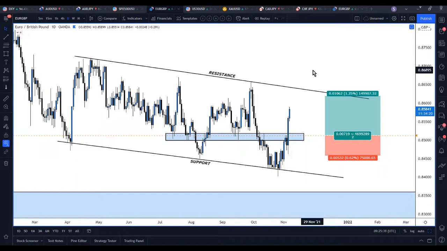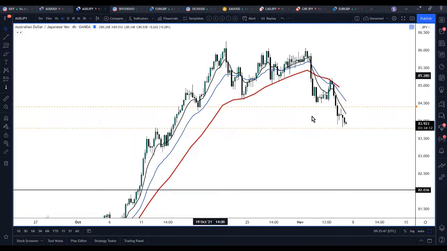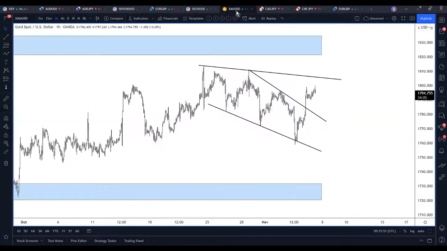Euro pound, the zone I'm looking for is about 85.13, and Aussie yen, I'm looking for price to come back into about 84.39, and then I'll be looking for sellers to come in. Gold, potentially I think it could have a little bit of a pullback, and then on its way to 1805.